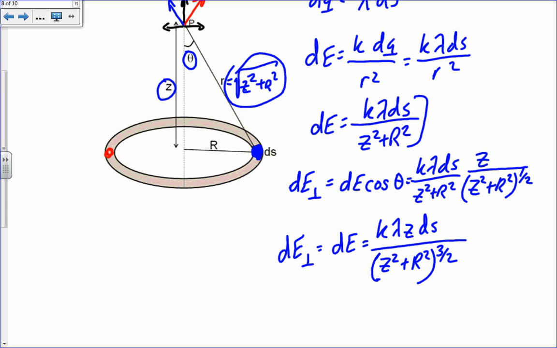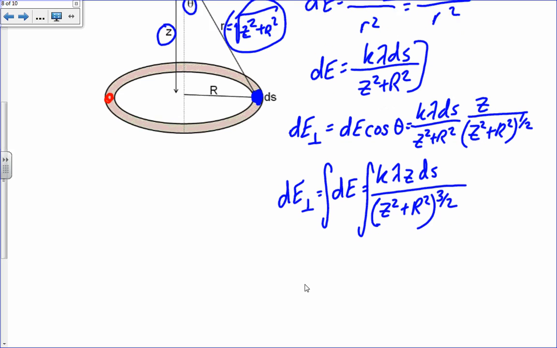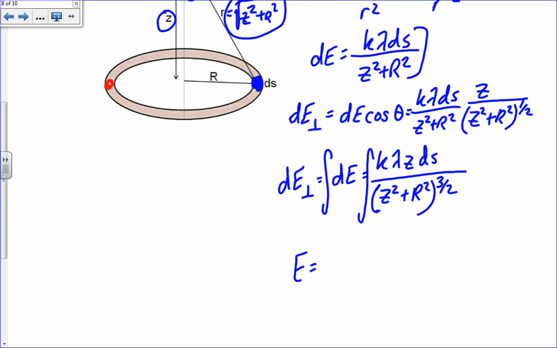I think we're about ready to integrate now because you see z, as we go around this, doesn't change. Big R doesn't change. k, of course, doesn't change. Lambda doesn't change. So I can take all that out. I'm going to integrate. The integral of dE is just going to be the electric field. It's going to be k lambda z over z squared plus R squared to the 3/2, times the integral of ds.